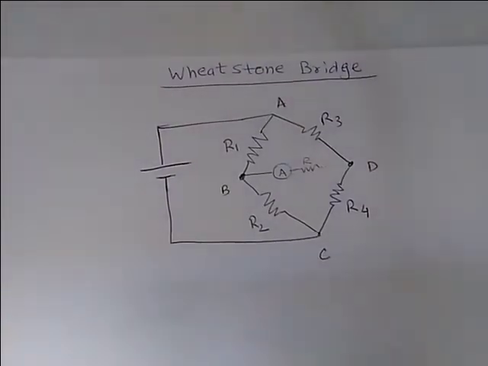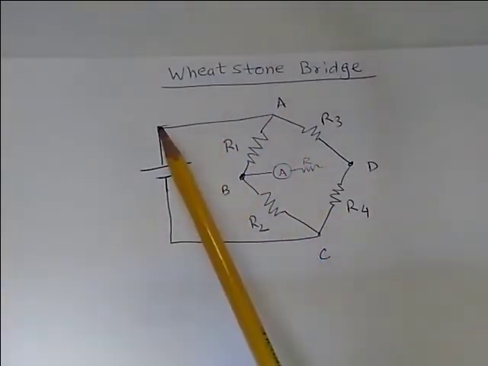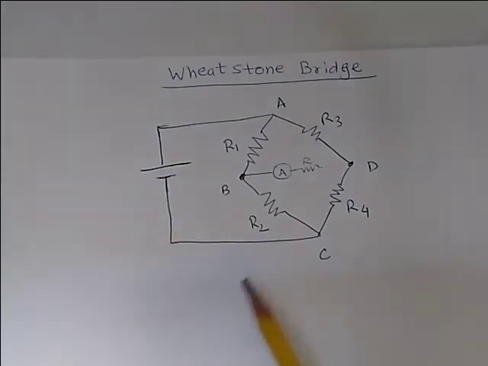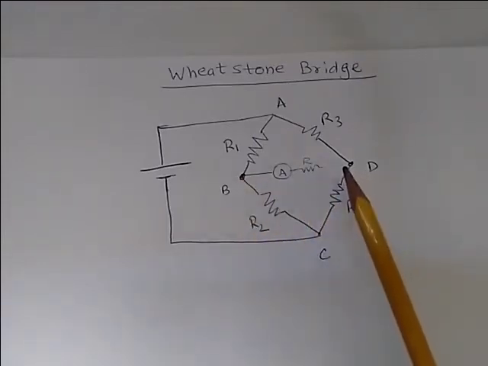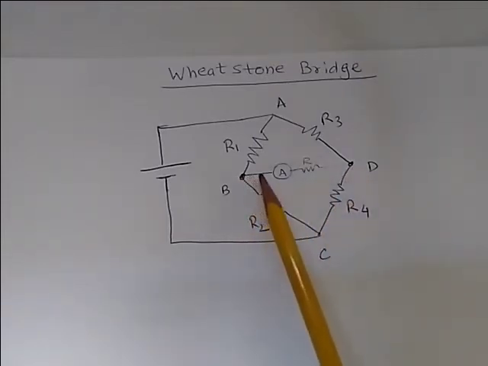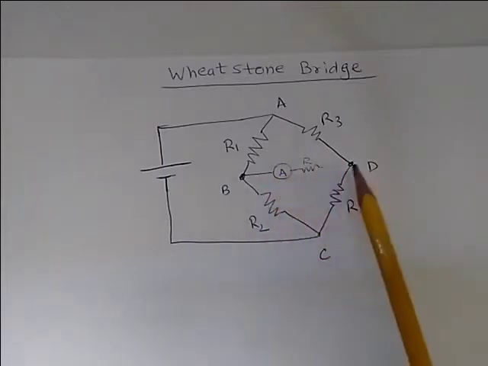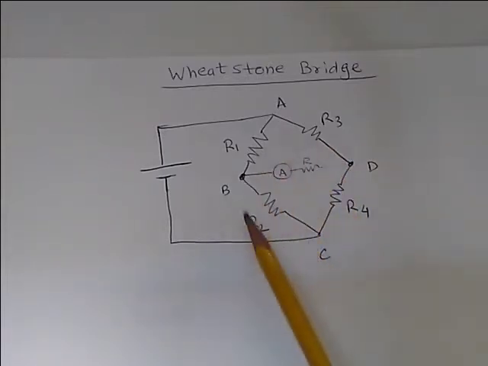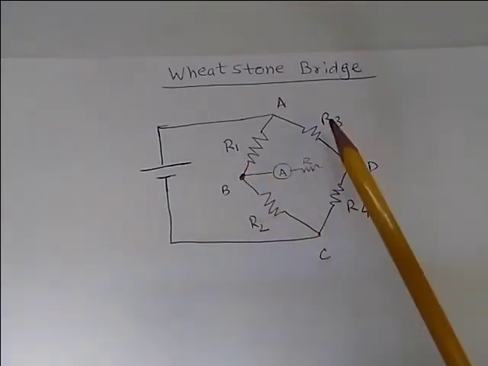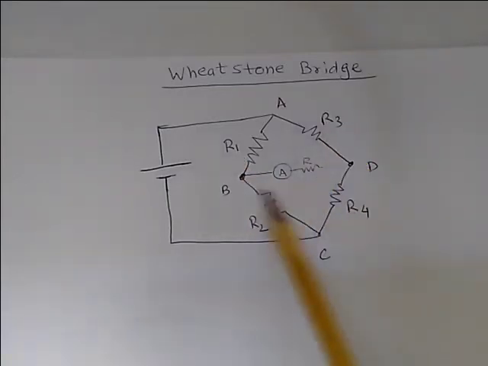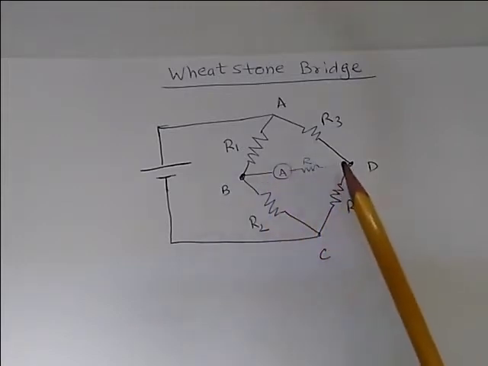A Wheatstone bridge is a nice electrical construct that looks something like this, with four resistors R1, R2, R3 and R4 connected in this fashion and through a source of voltage. The key point here are the points B and D, and the current flowing to the resistor connected between B and D. We try to arrange these resistors R1, R2, R3 and R4 in such a way that there is no current flowing in this resistor.